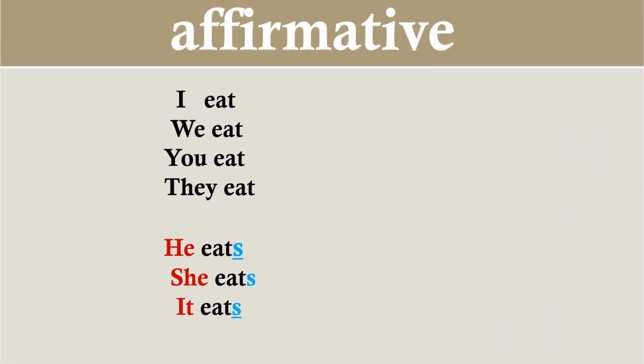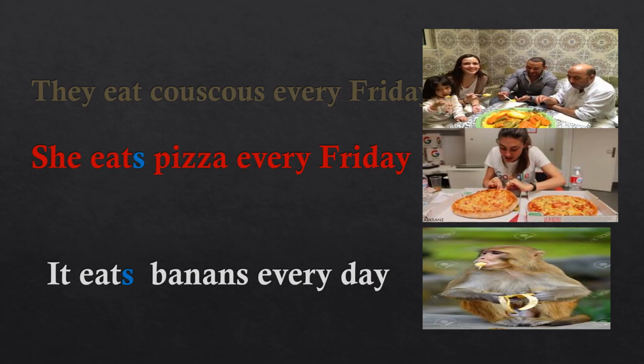Affirmative. I eat, we eat, you eat, they eat. But he and she and it are different. We say he eats, she eats, it eats. We add the s to the verb. Examples. They eat couscous every Friday. Every Friday is a habit. They eat couscous every Friday.